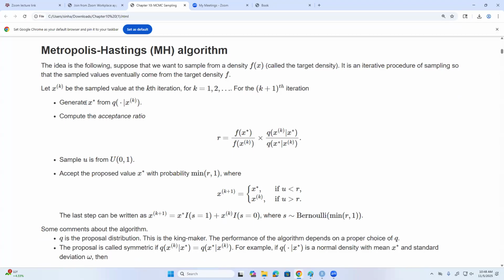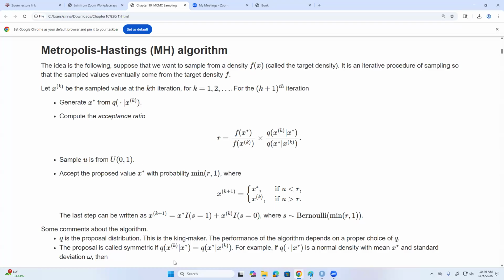So this X star is sampled from Q. This Q is called the proposal distribution. And we need to make sure that sampling from the proposal is very easy, right? Why are we developing or learning this algorithm? Because sampling from F is not easy. So to mitigate that problem, we take help from another distribution called the proposal distribution. Number one criterion of the proposal is that sampling from this distribution must be very easy.